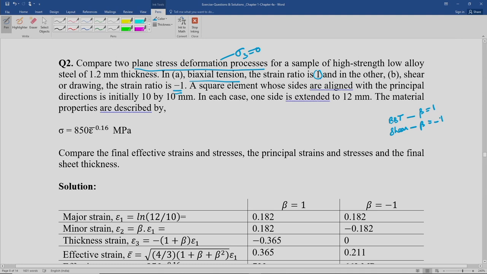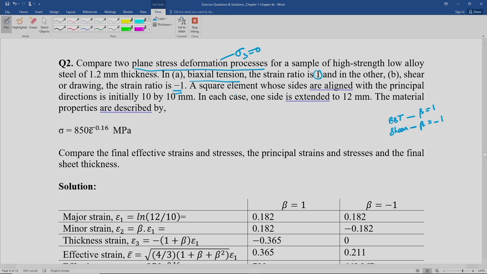I think now you can go back to the strain diagram which we drew in the previous section and see where this beta is going to fit. I don't have that diagram here. I think you can go back and check it.